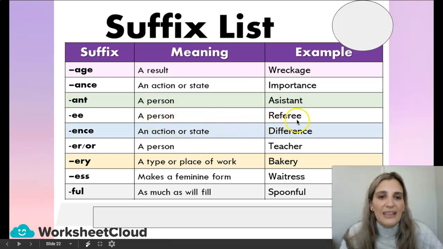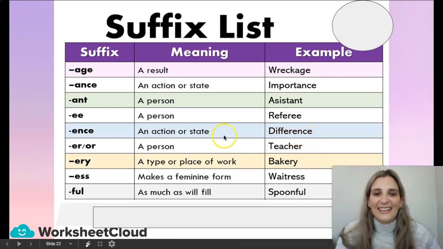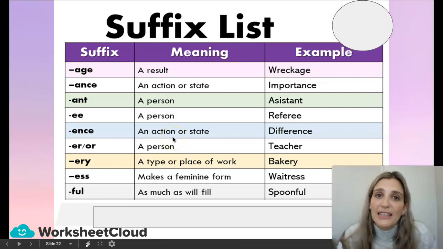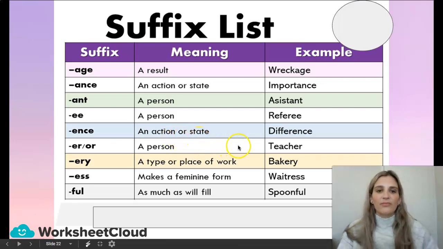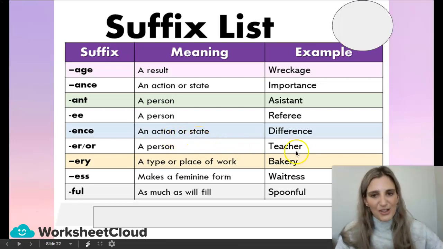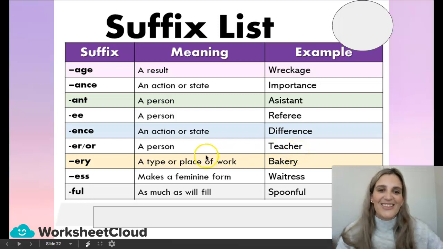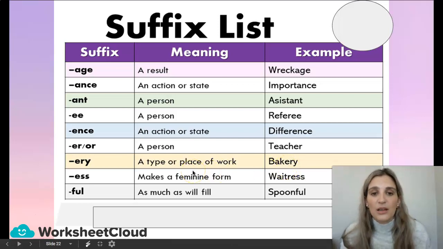Referee, the E, is a person. Difference, the ENCE, is an action or state. Favorite one, teacher. So that's a person again. We're adding the ER. Bakery, it's a place of work or type. Waitress, ESS, makes it a feminine form.